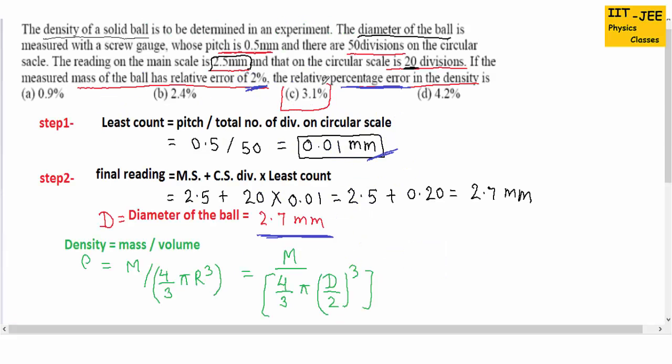Choice C is 3.1%, which is the correct option. I hope you understand the concept and solution of this problem.